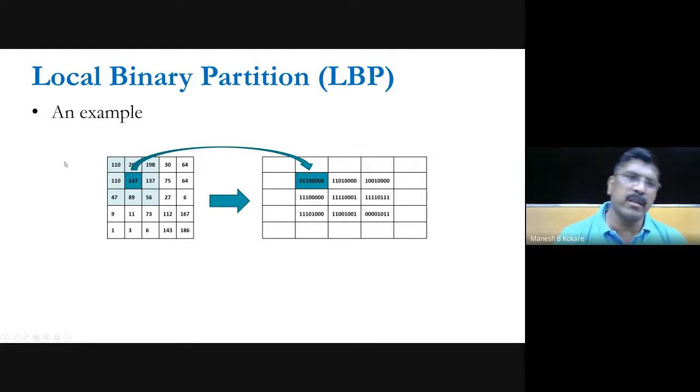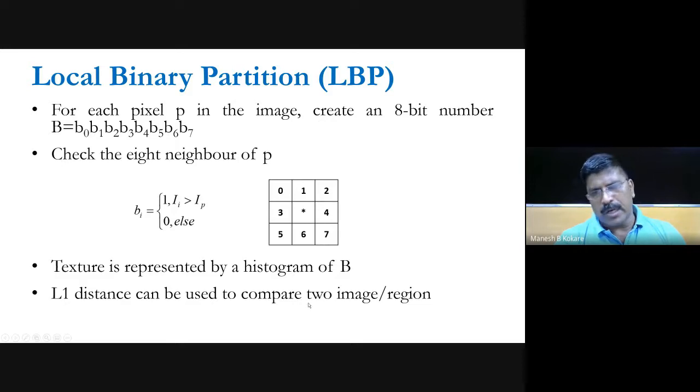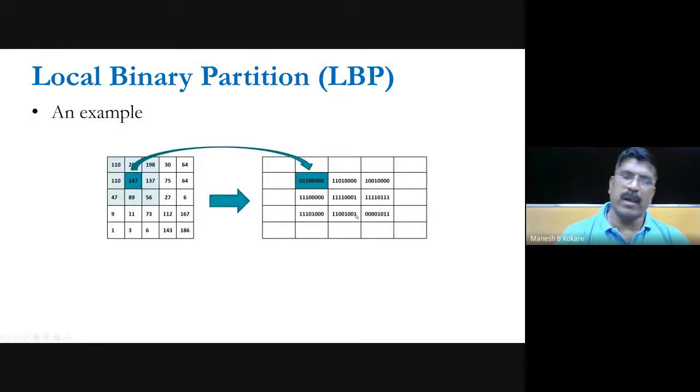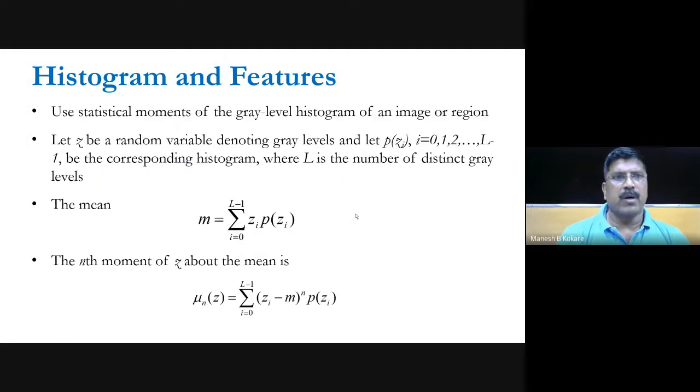So you can calculate the local binary pattern for every pixel, then your local binary pattern image will be basically like this. Then you can use this for comparing the two images. You can use a distance measure for measuring the similarity of the histograms. So in this way LBP is calculated. Now you can obtain the histogram of this texture image, and from that histogram you can extract the features.